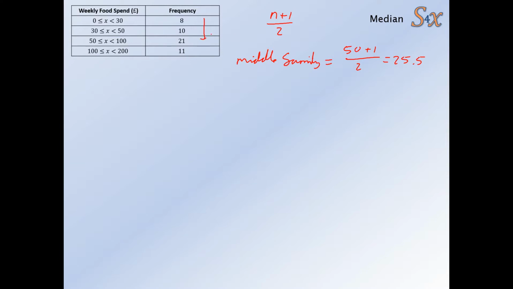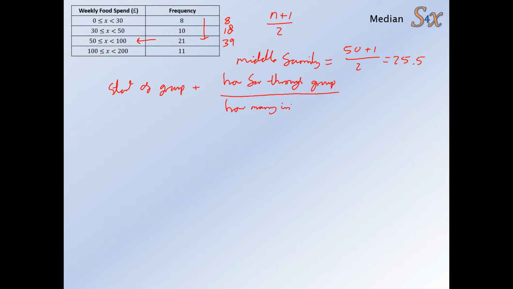If we look down this column, we can see we've been through 8 families, then 18 families, and by the end of this group, we've been through 39 families. So it's somewhere in this group, isn't it? It's somewhere between the 18th and 39th, so it's in this third group. So remember the linear interpolation formula. It is the start of the group plus how far through the group we need to go divided by how many people in the group there are multiplied by the width of the group.